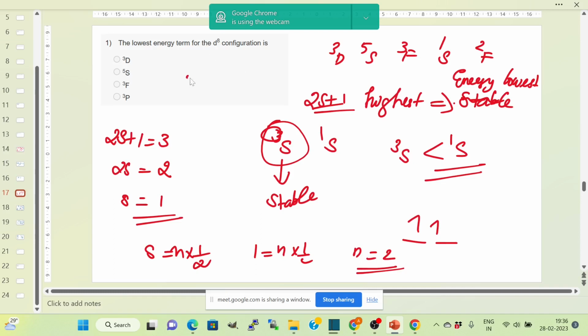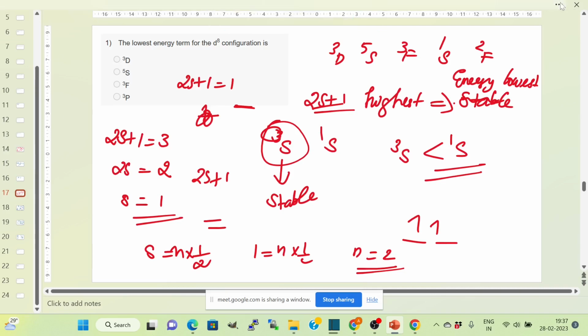But in the case of 2S plus 1 equal to 1, there is only one degenerate case. So whenever the degeneracy increases, the energy of the whole system decreases. That concept is coming here. So whenever this 2S plus 1 value is more, then the energy will be low. Is it clear? Okay. Yes, ma'am.